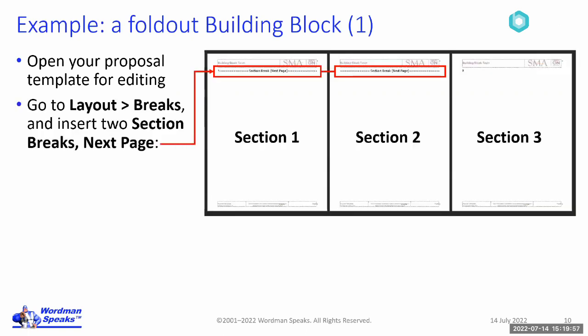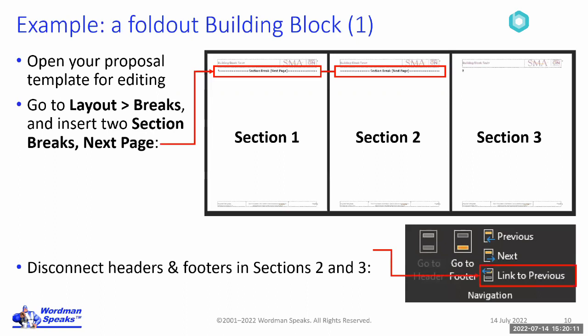So here we are. Here's a standard document. And what I've done is I put in 2 section breaks next page. So basically what I've done is to create 3 sections in my document now. This is how we normally do it. I'm then going to disconnect the headers and footers in sections 2 and 3. So now what's happened is that each section has its own header and footer. And that's very important.